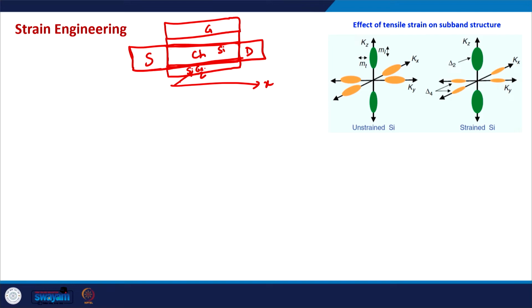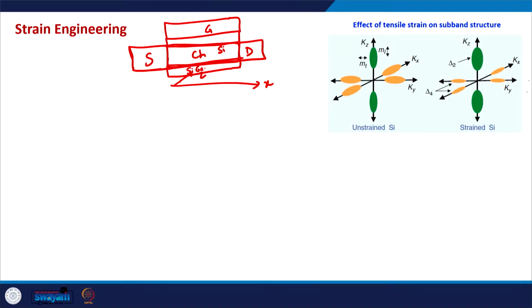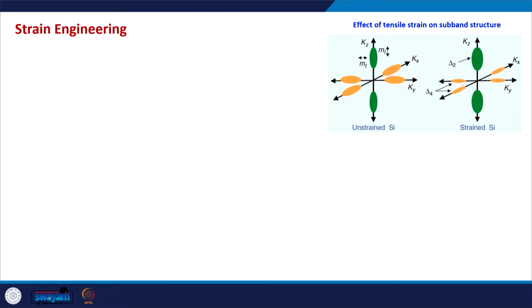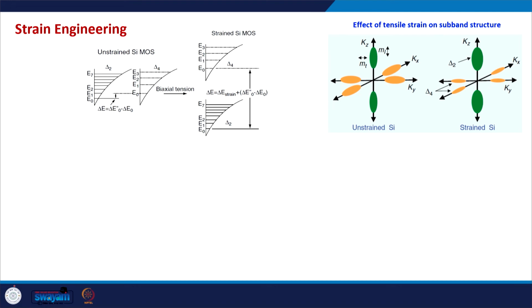So, this kind of strain, in which we have a silicon germanium substrate and on top of that we are growing the channel silicon, essentially pulls the silicon lattice both in x direction and in z direction, and in that case this is how these constant energy surfaces of the silicon are modified. So, let us try to understand it in a more physical way.